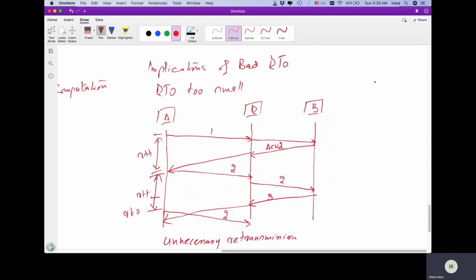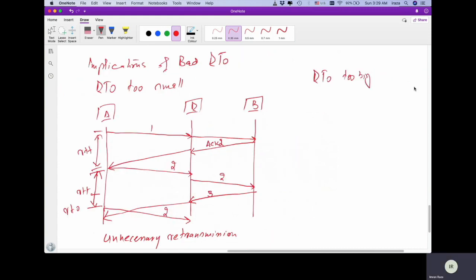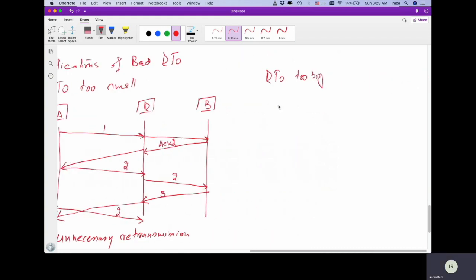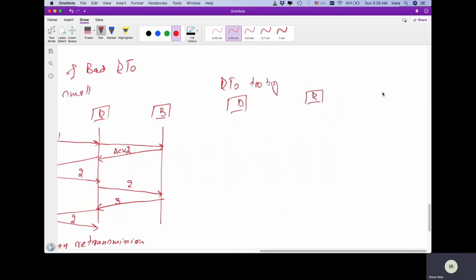And let's assume now that in this case, RTO is too big. RTO too big. Let's see what will happen in this case. And again, assume a scenario where we have a sender A, and then we have, say, a router R, and then we have a destination machine, in this case, B, okay? And this is the timeline increasing downwards.